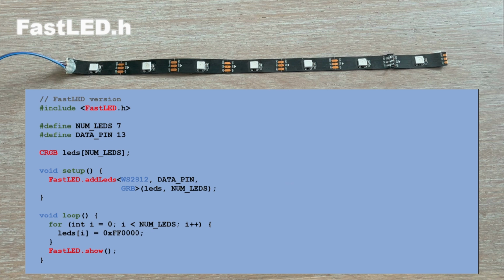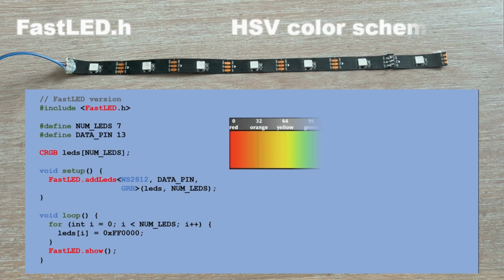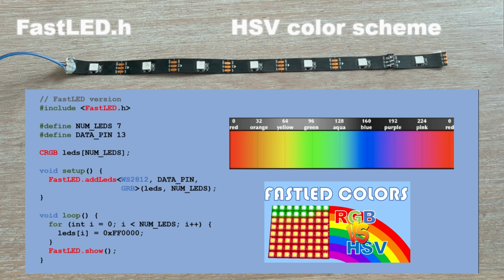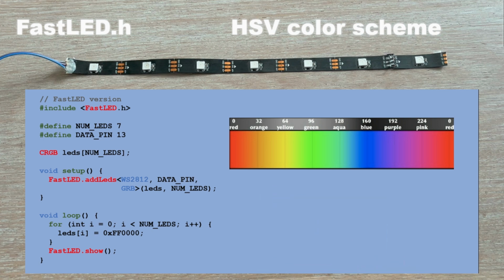Quite often in my projects, I don't use full RGB color spectrum. Instead, I limit myself to 255 colors using HSV color scheme. I actually made the whole video dedicated to this topic. Go and check it out. With just 255 colors, you still get vibrant, saturated options, which are more than enough for most LED strip projects.